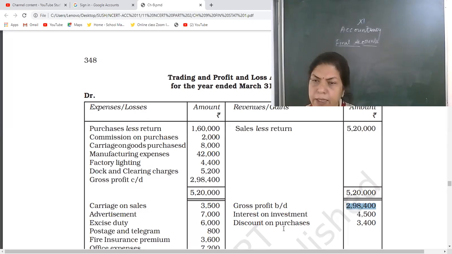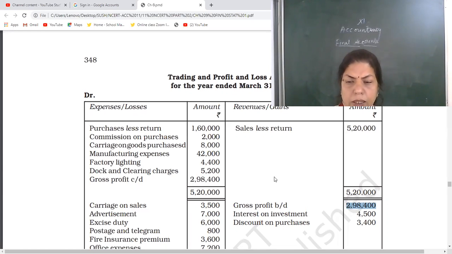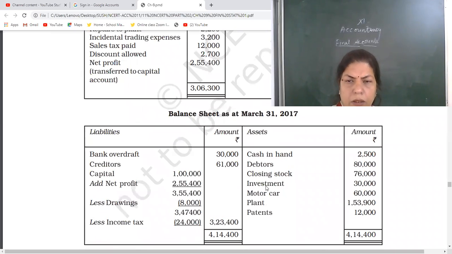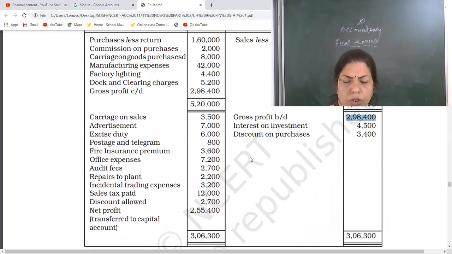Interest on investment is the income, discount received is the income. Now come to the debit side. Excise duty is in P&L account. Carriage on sales, because it is related with sales, as I told you. Advertisement, already we marked, where we marked profit and loss, we should transfer to this side. And I told you incidental trade expenses or trading expenses, sales tax paid, discount allowed.